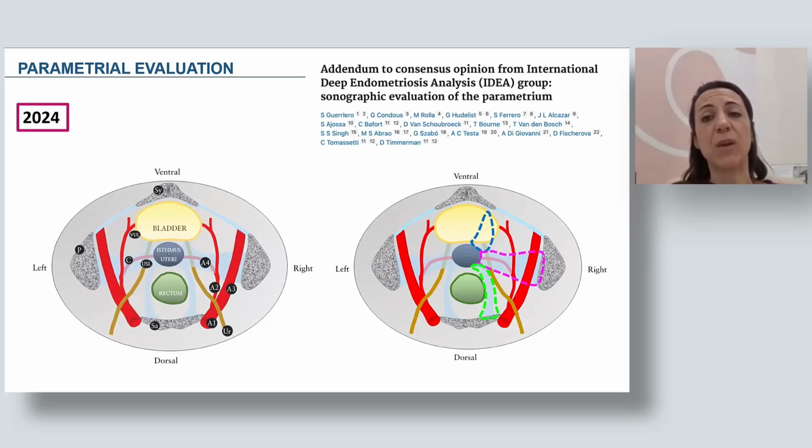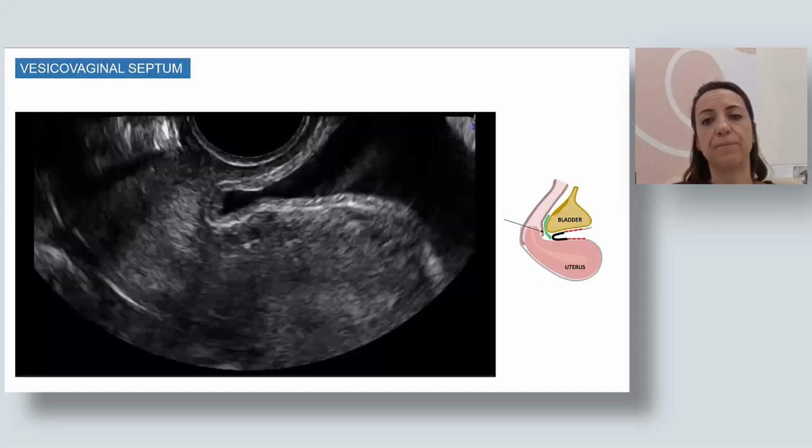In particular, we can assess the ventral parametria, so the structure between the bladder and the cervix, the lateral parametria, the structures between the cervix and the pelvic wall, and the posterior, the uterosacral ligaments, the ligaments between the cervix and rectum, and medially the rectovaginal septum.